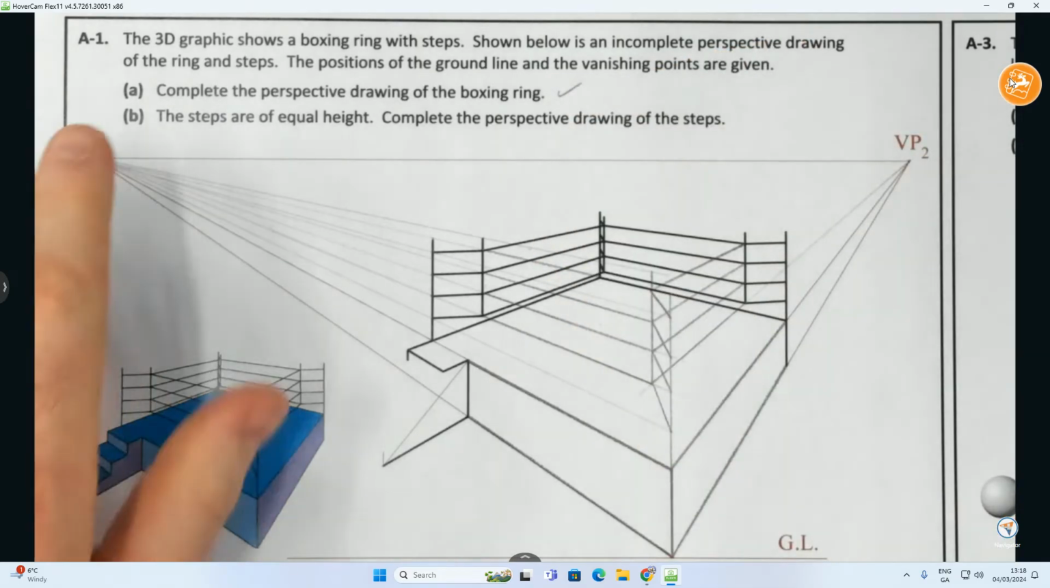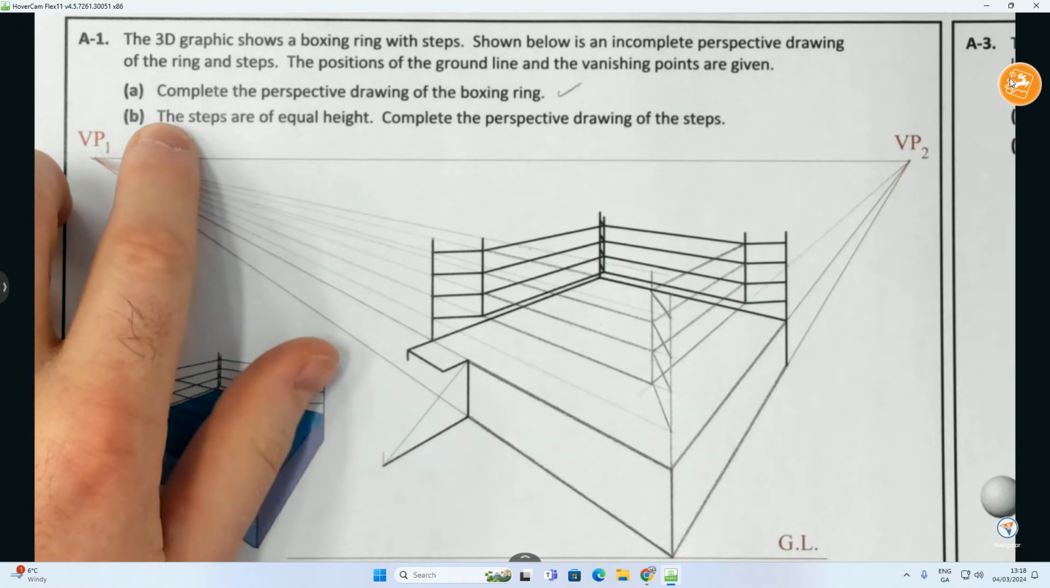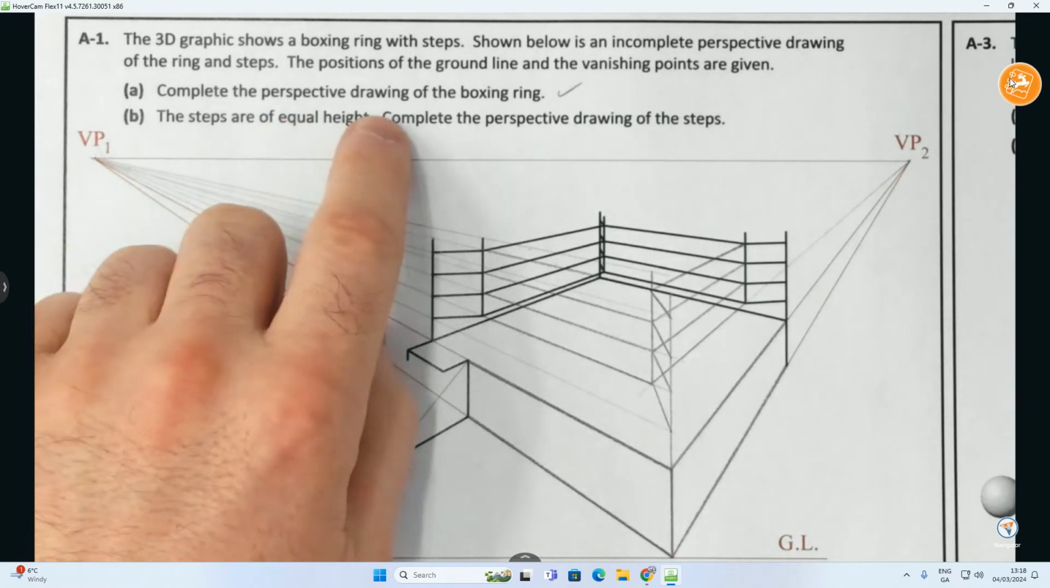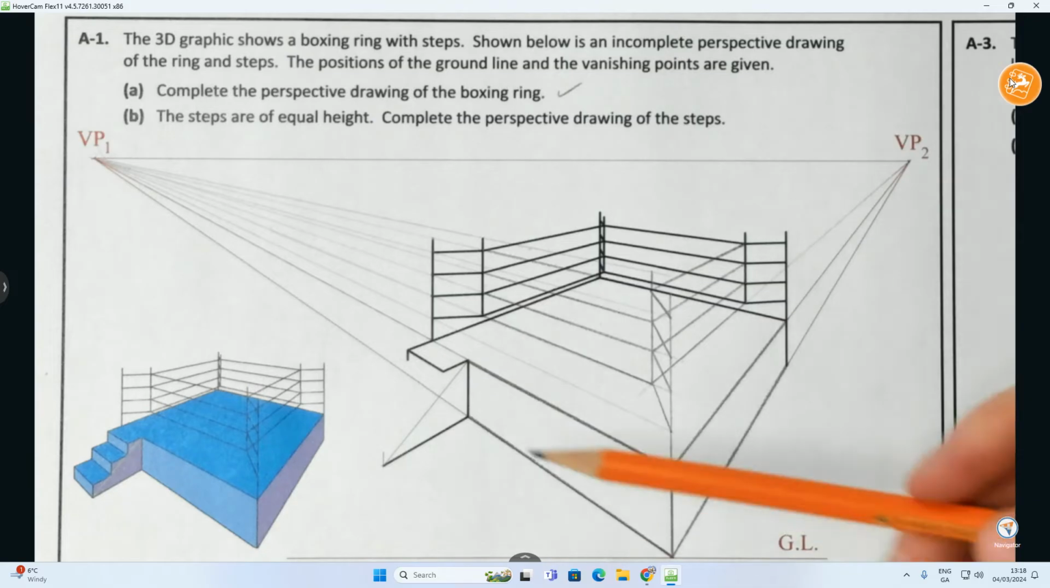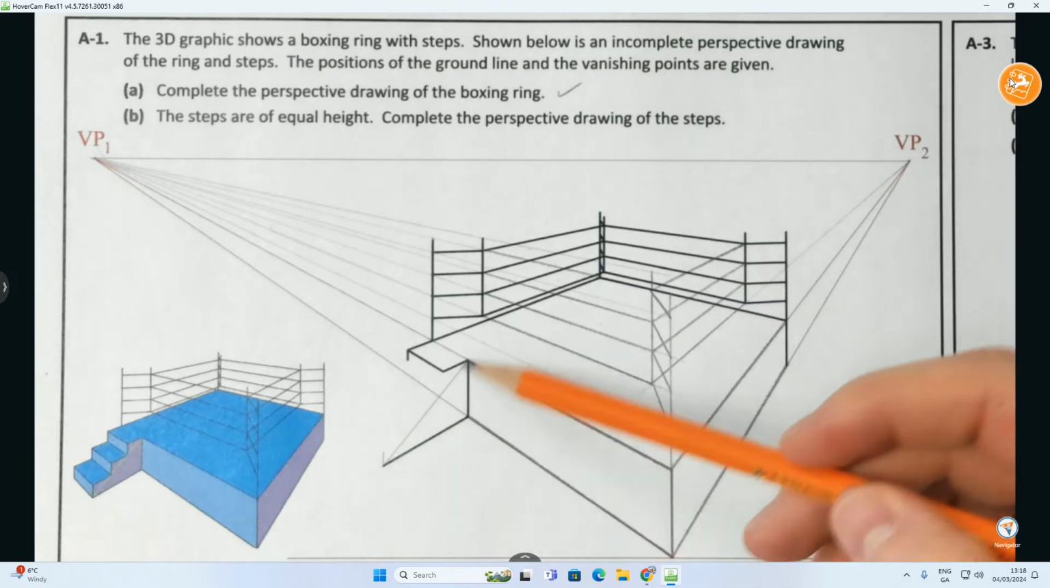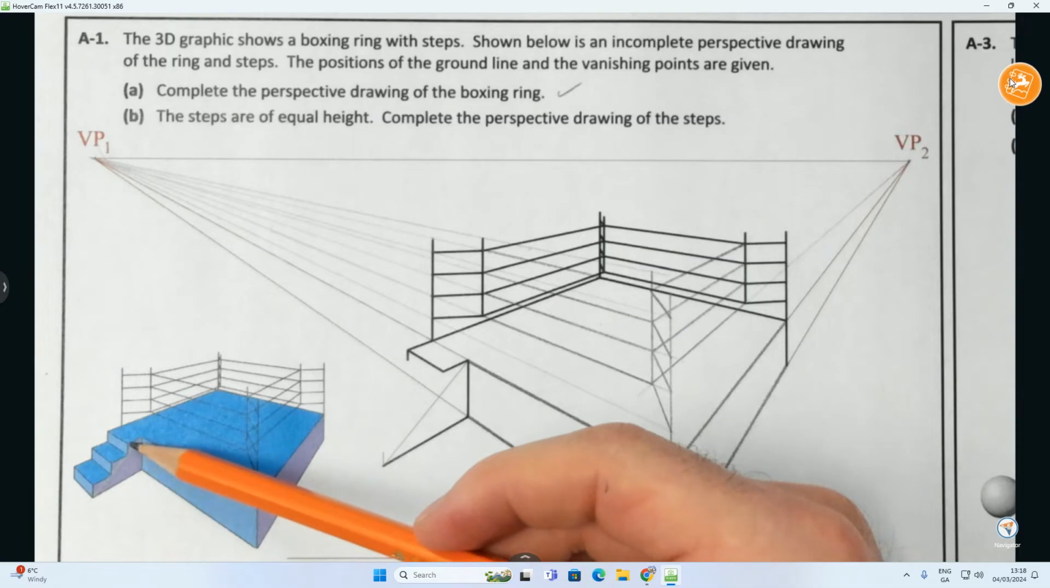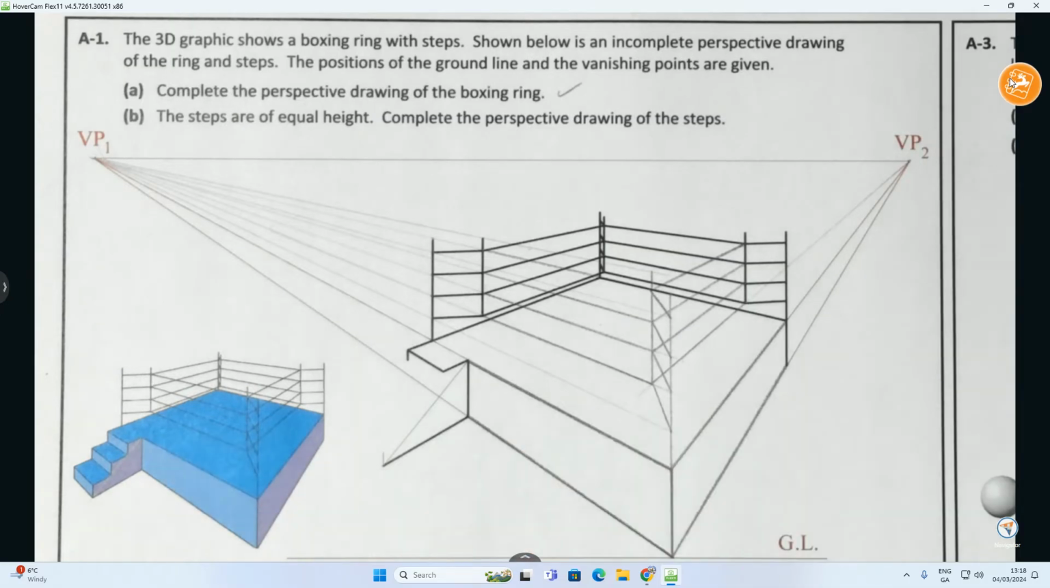Now we're on to part B. It says, the steps are of equal height. Complete the perspective drawing of the steps. Now, the only way we can actually do this, you can see they've given us a diagonal line here to represent the drawing, but that's only going to show us how far the steps go down. But the steps are of equal height.